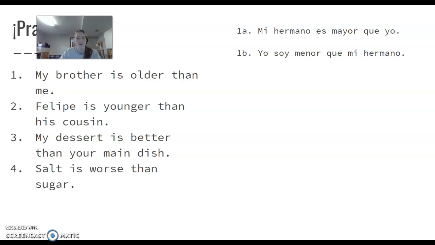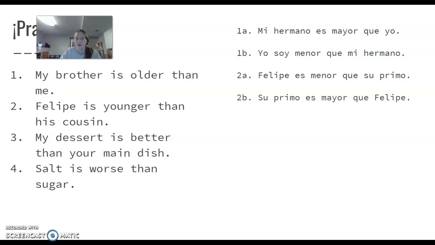Let's do one more together. Felipe is younger than his cousin. Felipe es menor que su primo. And then the other way, su primo es mayor que Felipe. His cousin is older than him. Do the next 2 by yourself, and then hit play when you're done.